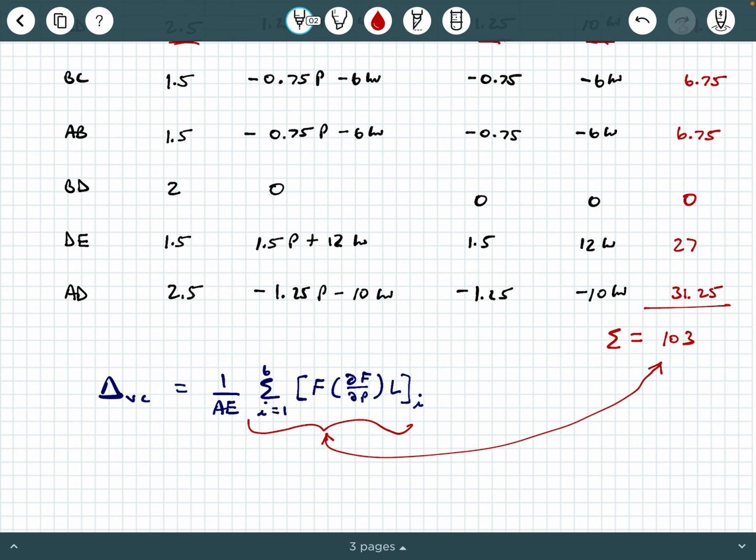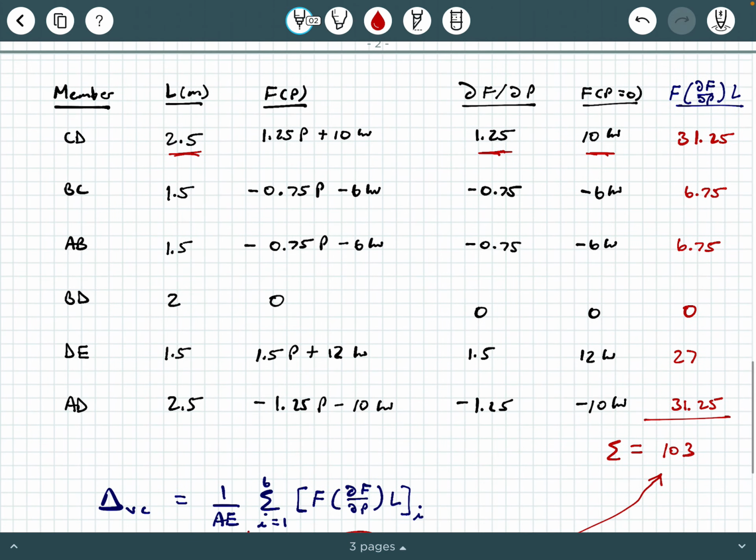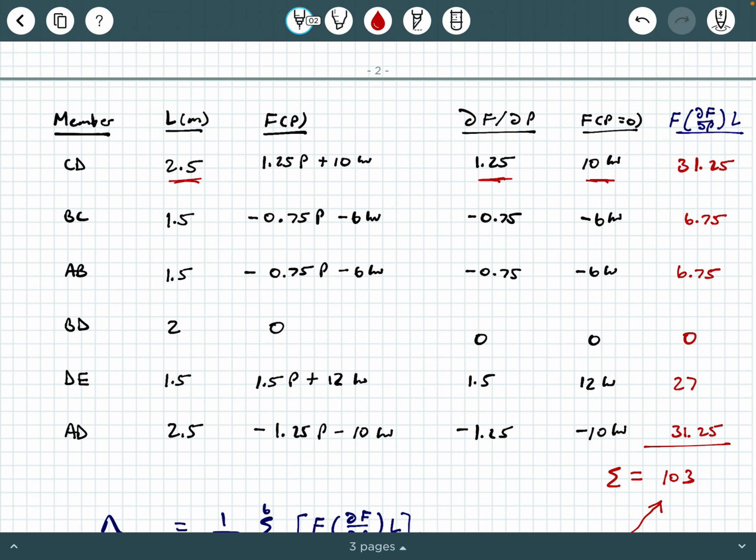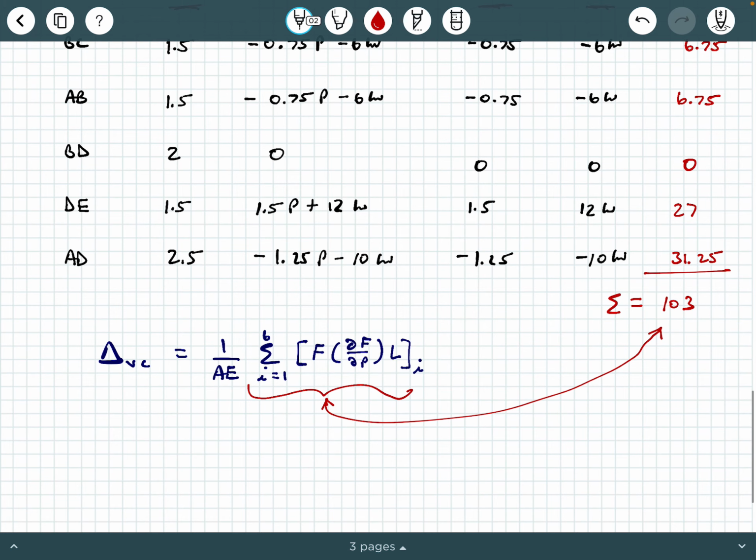Now, what are the units of this? Notice I haven't put the units yet. Well, let's think about it. F, when P equals 0, has units of kilonewtons. dF/dP is unitless. That's a rate of change of a force with respect to a force. And then L has units of meters here. So I get units of kilonewton meters for that value of 103.